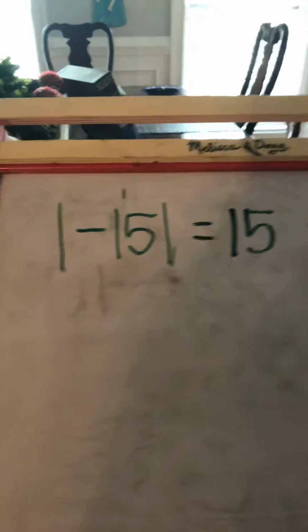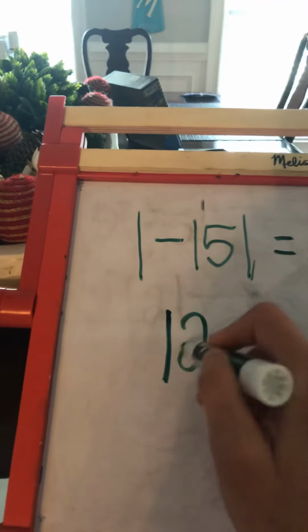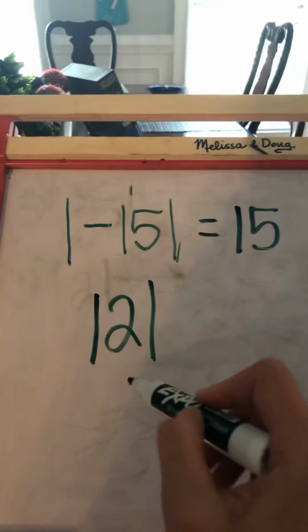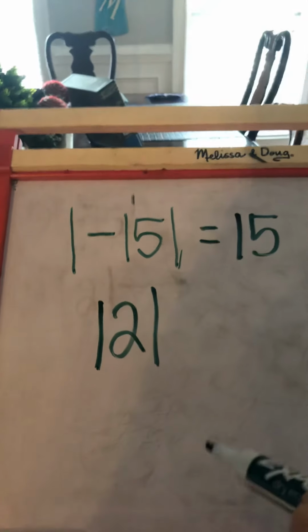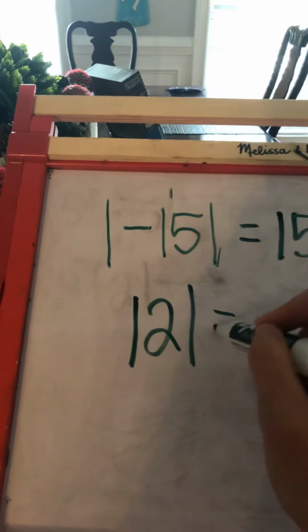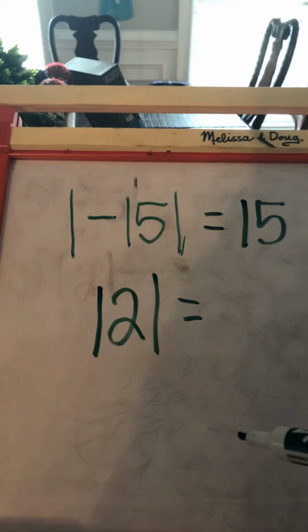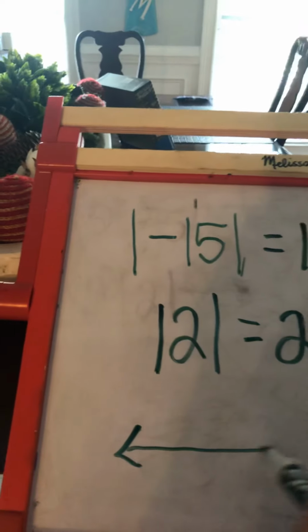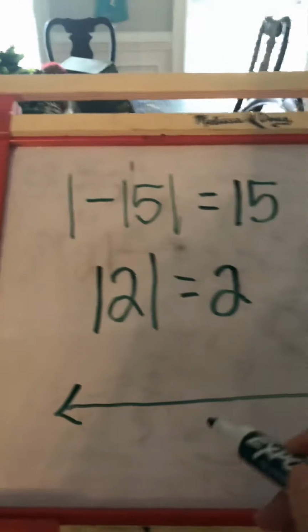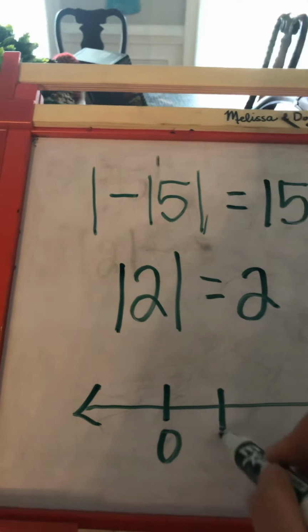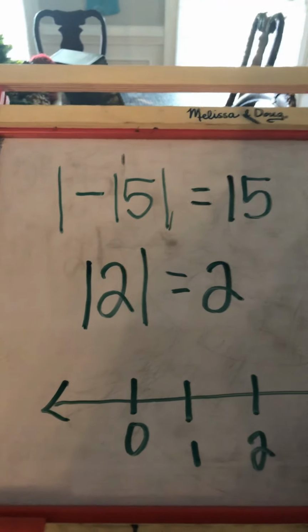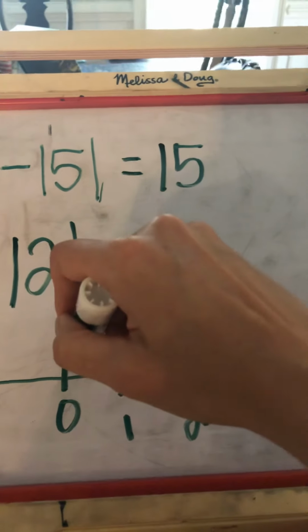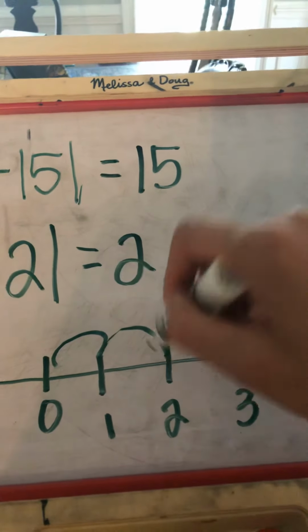All right, let's do another one. If I was going to ask you the absolute value, so see our two vertical lines here, the absolute value of 2. Well, the distance away from 0 on a number line would be 2, right? And we can look, like if I have my number line right here and I have 0, 1, 2, 3. If I start at 0 and I hop to 2, I would make 2 hops.